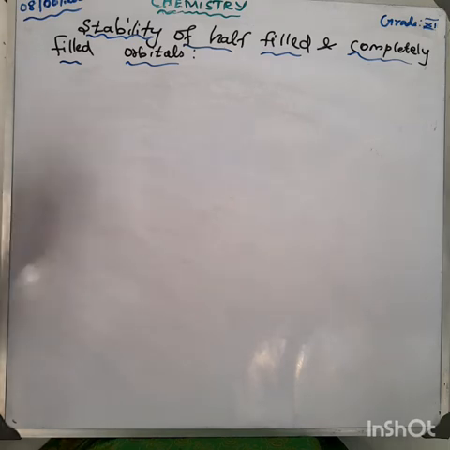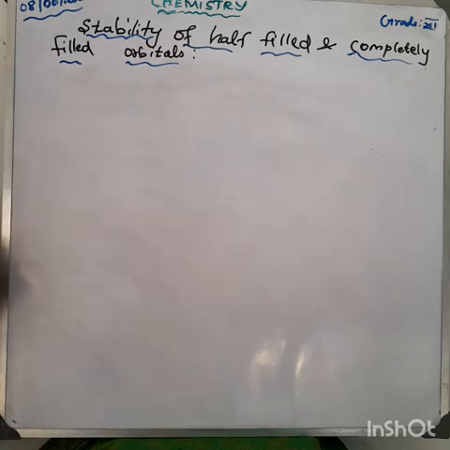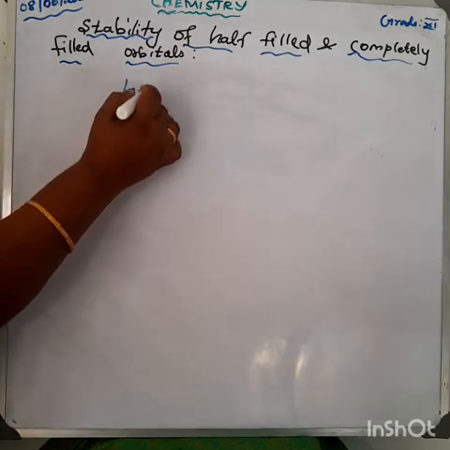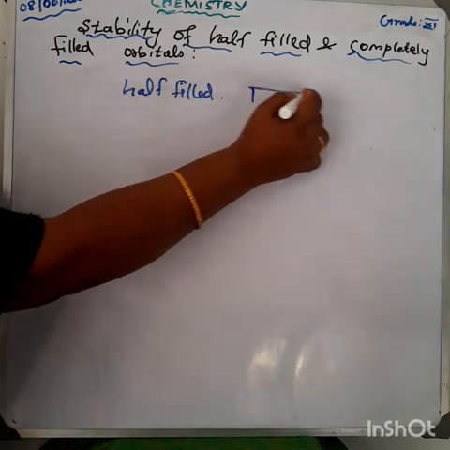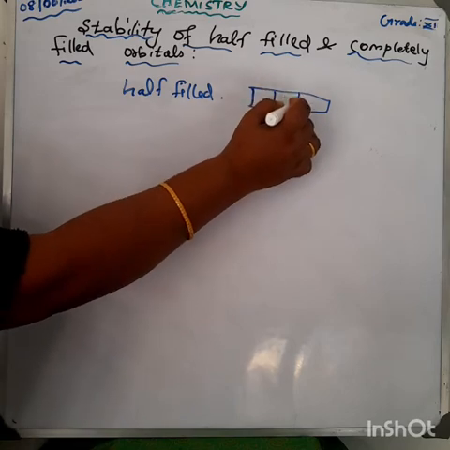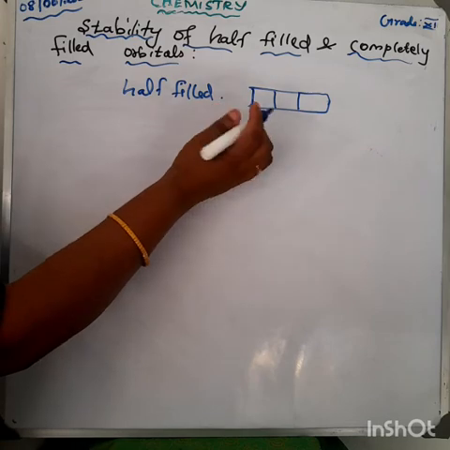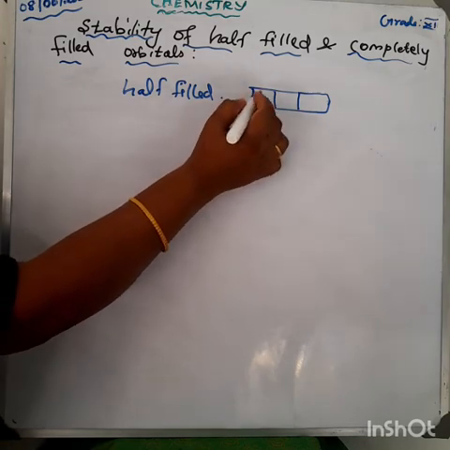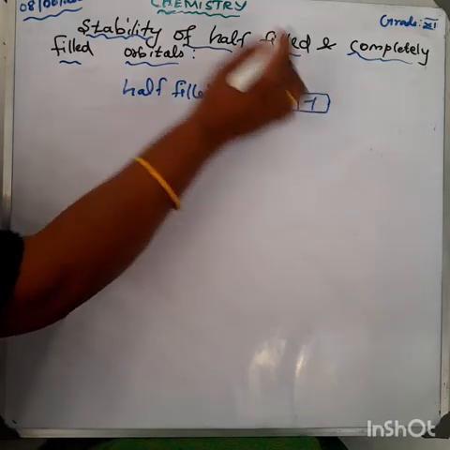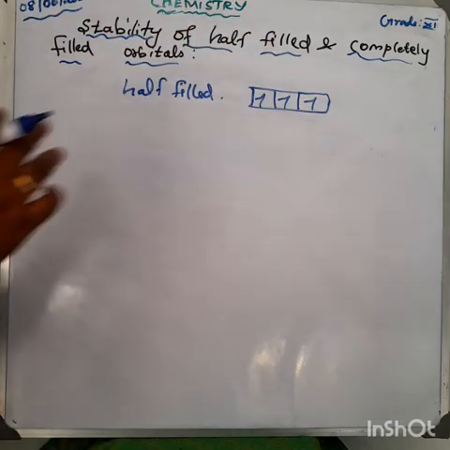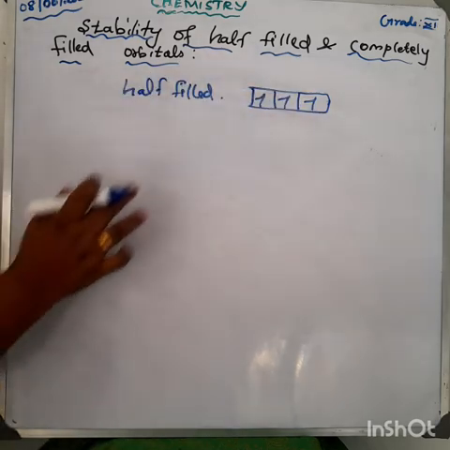Do you know about half-filled, completely filled, or partially filled orbitals? What do you mean by a half-filled orbital? Suppose I am taking the p orbital. How many orbitals are there in the p subshell? There are 3 orbitals. Suppose there are 3 electrons here. The 3 electrons are equally distributed, one in each orbital of the p subshell. That is the half-filled orbital.